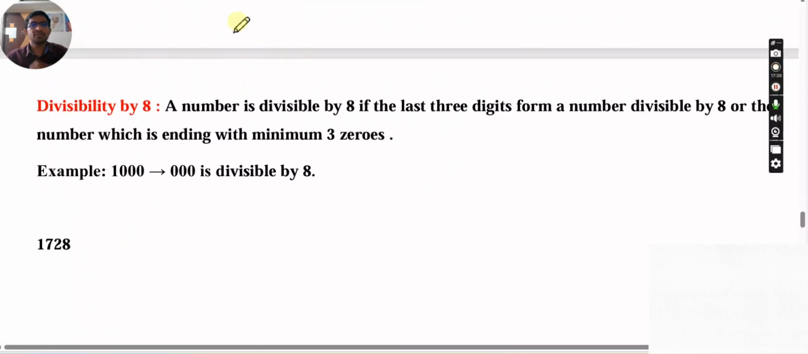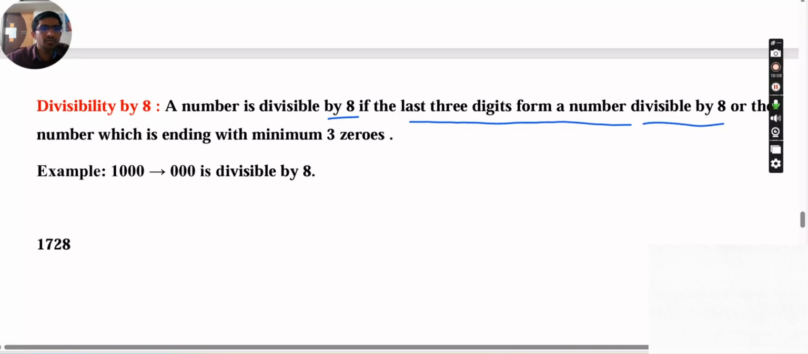So the next test we are going to learn is for 8. The divisibility rule or test of 8 is exactly similar to the divisibility test of 4. But in 4 we were checking the number formed by the last two digits. Here we are checking the number formed by the last three digits. So here the test is given. A number is divisible by 8 if the last three digits form a number divisible by 8.